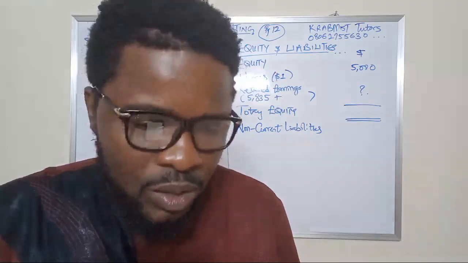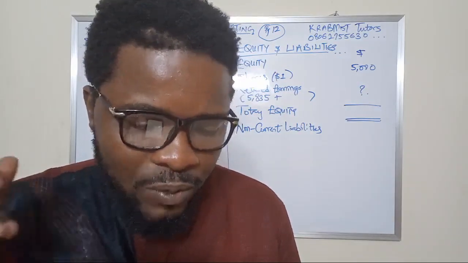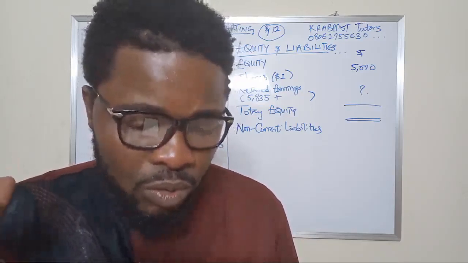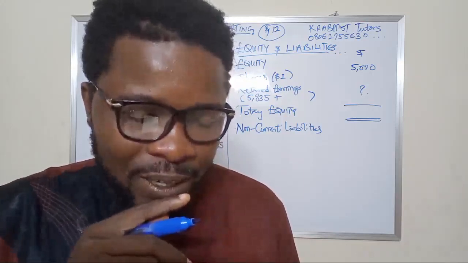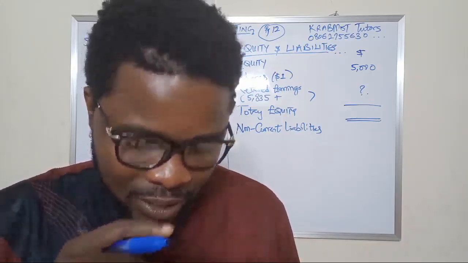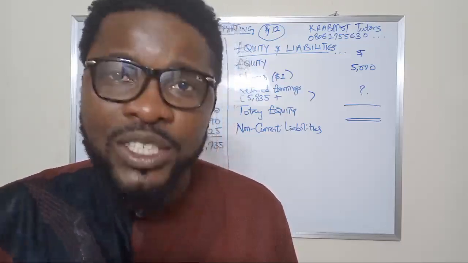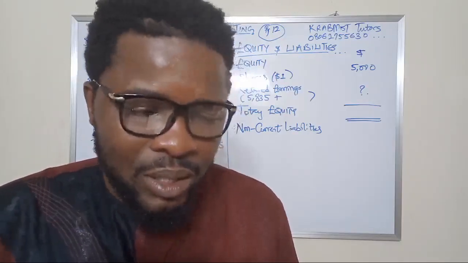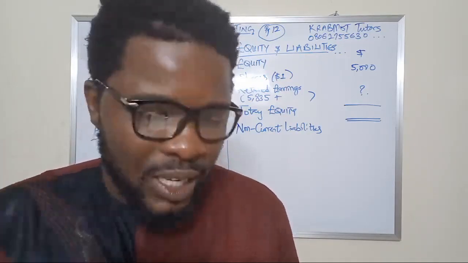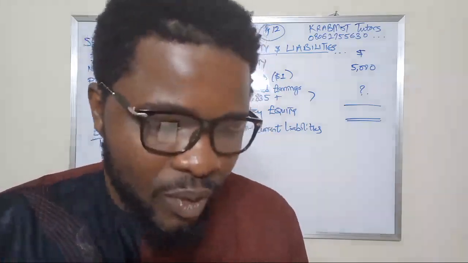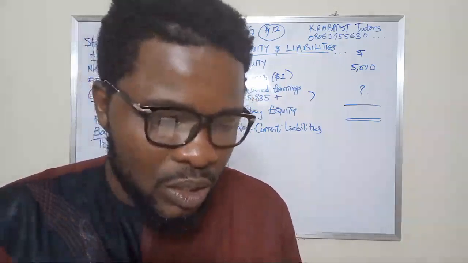We'll come down there, we'll see. Staff cost, that should go to profit and loss. Inventory at 1st of January 2017, 3,009. We'll attend to that later. Purchases, that's not for the SFP. Distribution cost, that's for the SPL. Administration expenses, that goes to the SPL, profit and loss.